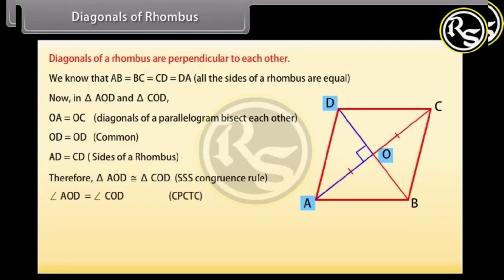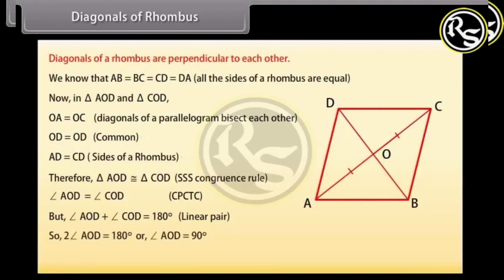This gives angle AOD is equal to angle COD because congruent parts of congruent triangles are congruent. But angle AOD plus angle COD is 180 degrees because these are linear pair angles. So, 2 angle AOD is equal to 180 degrees, or angle AOD is equal to 90 degrees. So, the diagonals of a rhombus are perpendicular to each other.